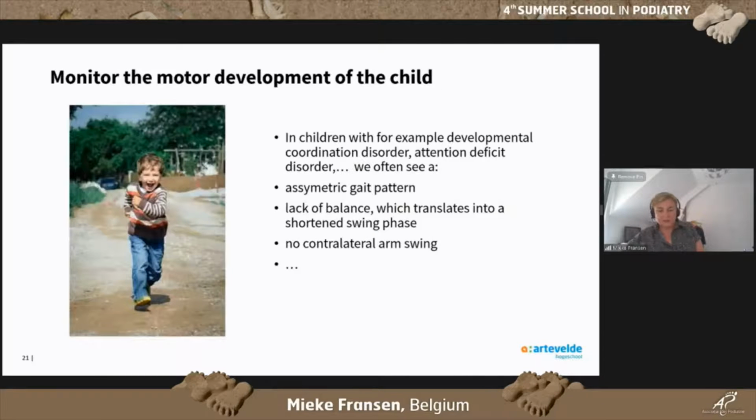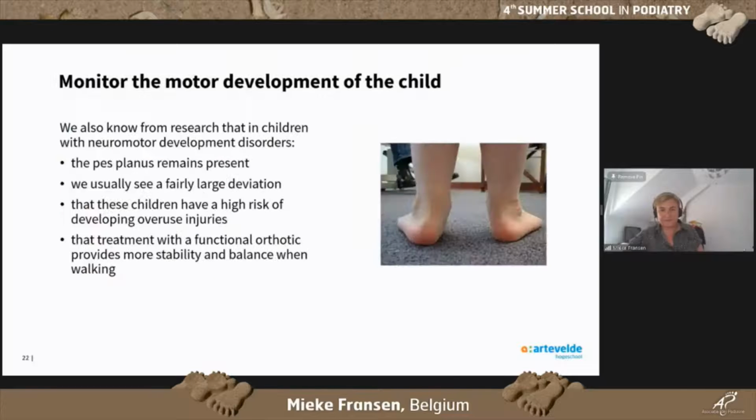In children with, for example, developmental coordination disorders or attention deficit disorders, we often see an asymmetrical gait pattern. We see lack of balance, which translates into a shortened swing phase, for example. We see no contralateral arm swing, etc. When we see this during the gait analysis, we must refer the child for further investigation.